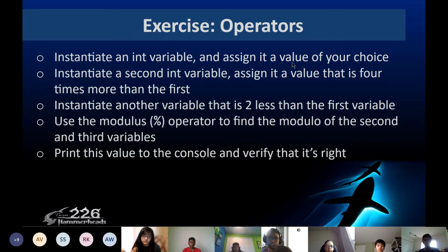All right, one more exercise. Instantiate an integer variable and give it a value of your choice. Then make a second variable and assign it as 4 times the first, and make a third variable that's 2 less than the first variable. Then use the modulus operator, which is a percent symbol, to find the modulo of the second and third variables, using the first variable as the divisor, and print this to the console and verify that it's right. What's a modulo?